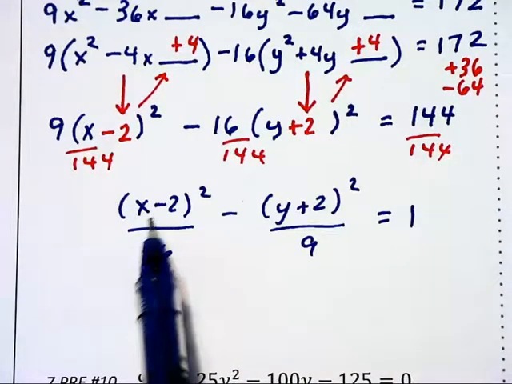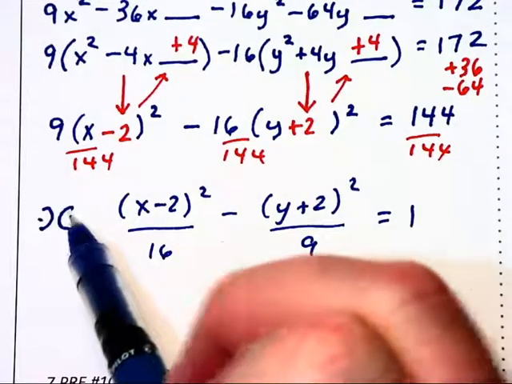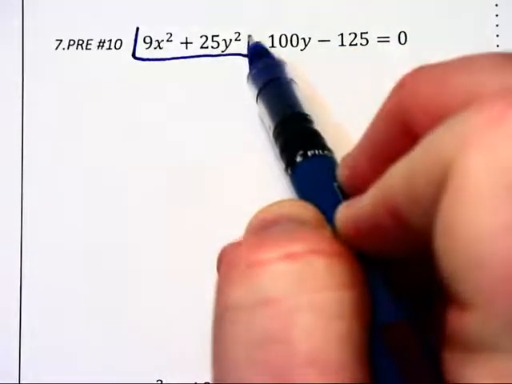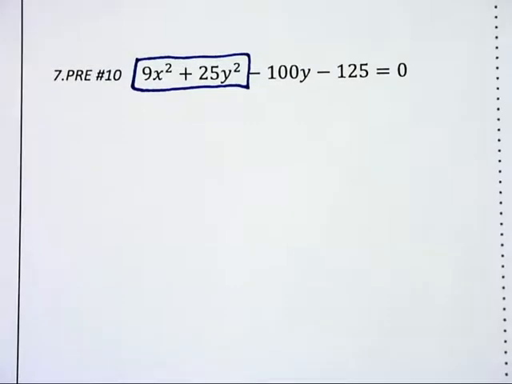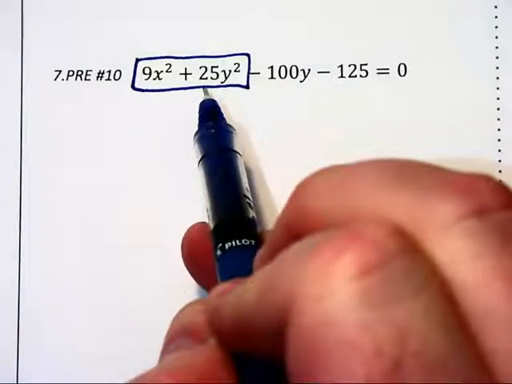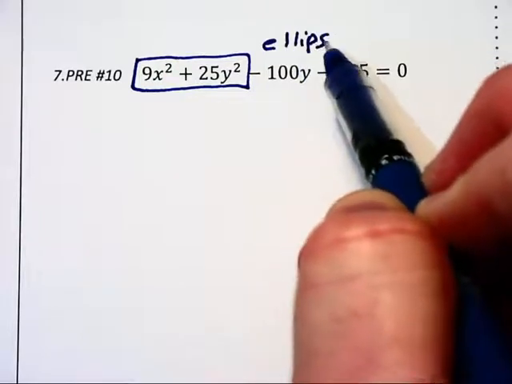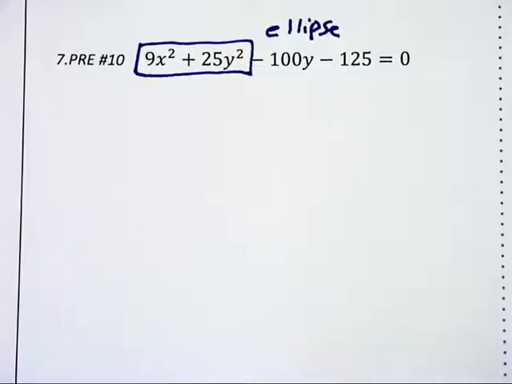Since x squared is listed first, this is going to be one that opens left and right. This next equation begins with a 9x squared plus 25y squared. Since we have the sum of two squares with different leading coefficients, that tells us we are dealing with an ellipse for this problem. So let's now do what we did in the last problem.